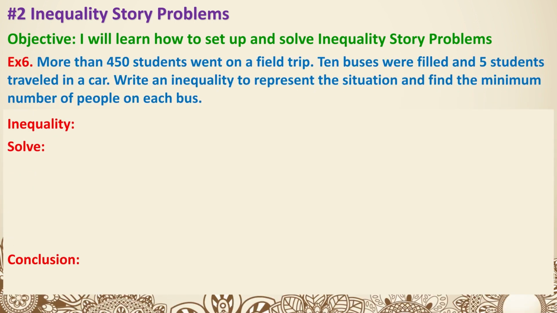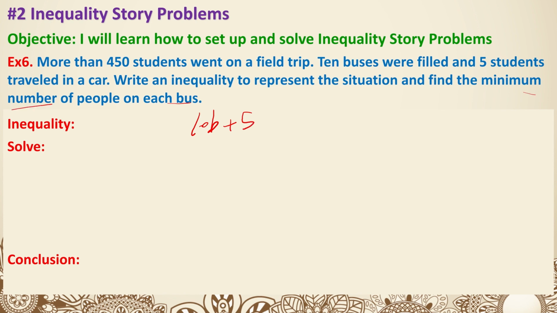Example 6. More than 450 students went on a field trip. 10 buses were filled and 5 students traveled in the car. Write an inequality to represent the situation and find the minimum number of people on each bus. This is about buses, and it's 10 buses, so 10b. And the extra students, the 5 students traveling in the car, is not exactly that they got on the bus first and they got kicked out of the bus then to travel in the car. They just chose to travel in the car. And we're trying to represent the total amount of students. So in this case, 10b, and we're going to add the 5 since we're calculating the total amount of students.